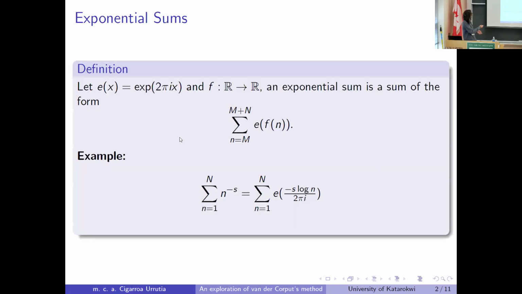An exponential sum is a sum of the following form, which is basically just a sum of unit vectors in the complex plane, where the angle is determined by this function f, a deterministic function f. An example is partial sums of the zeta function, which gives us an idea of why we might care about this type of structure, but there's plenty of other examples.